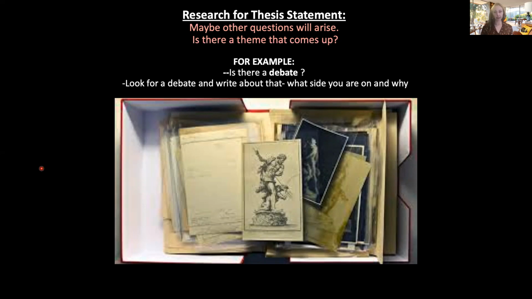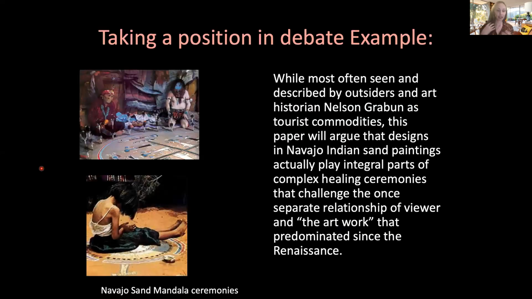Some great public libraries have them, catalog raisonnés. You can find collections of prints and photographs and other useful primary resources. An art piece is a primary resource. So anyway, taking a position in a debate, an example. You can find a debate and then ask yourself, what position do I take?